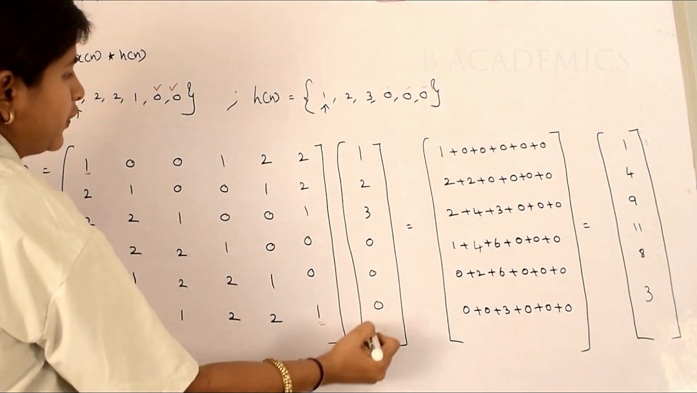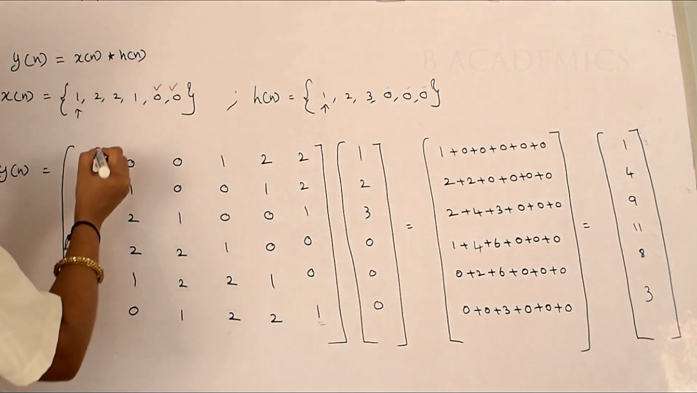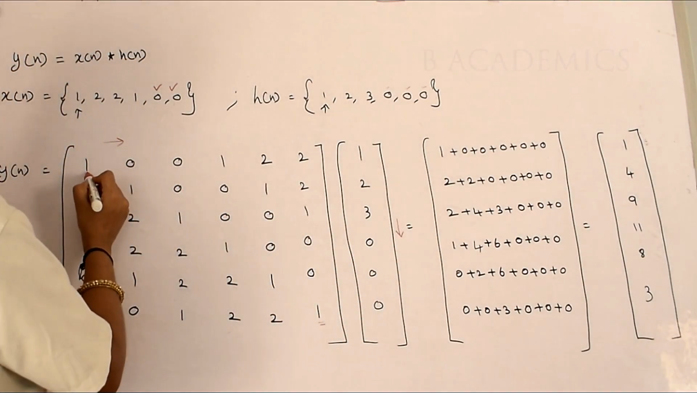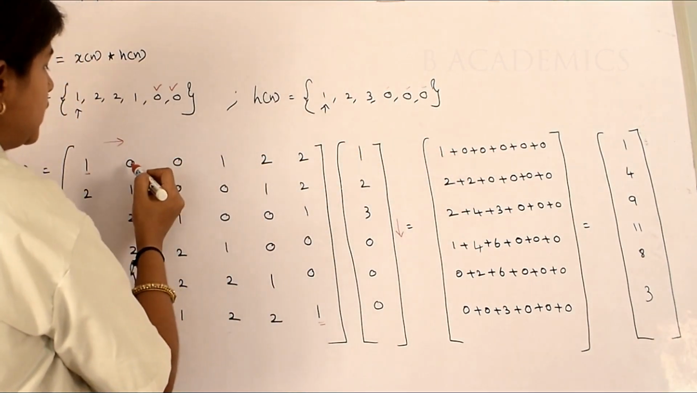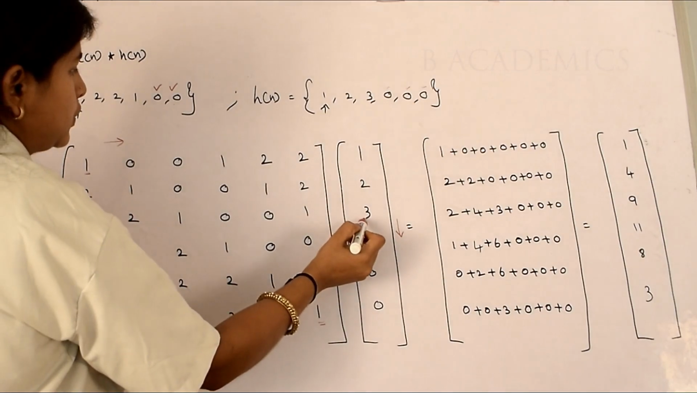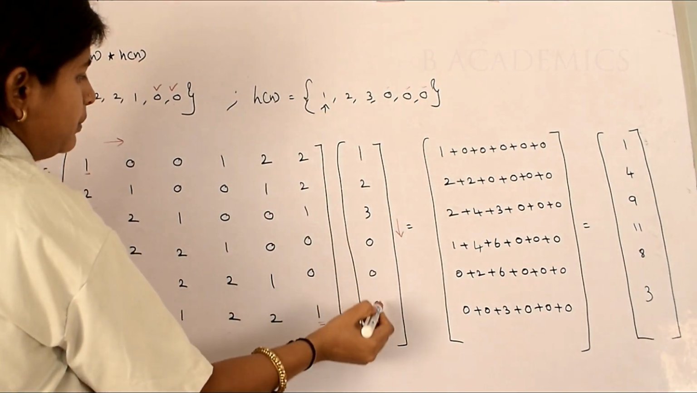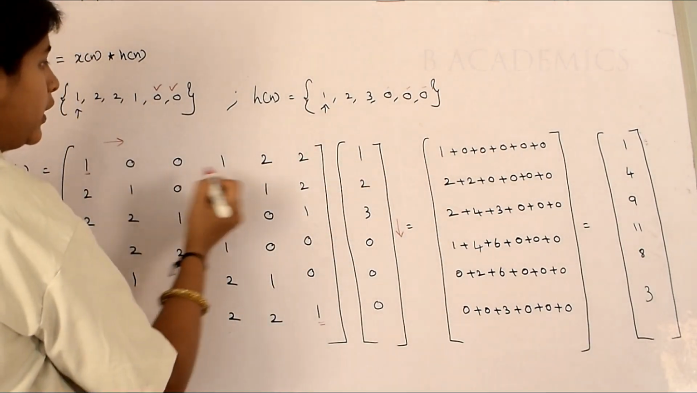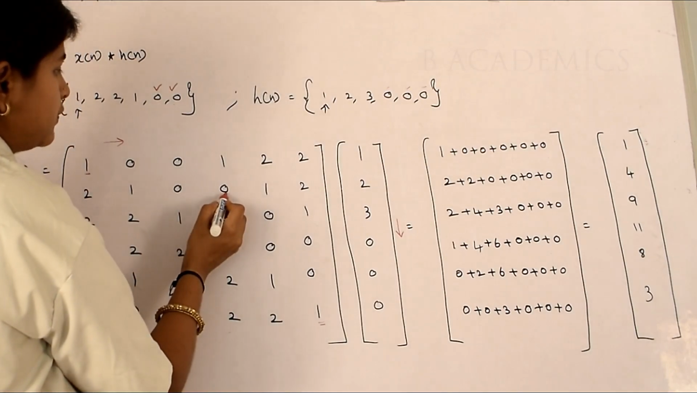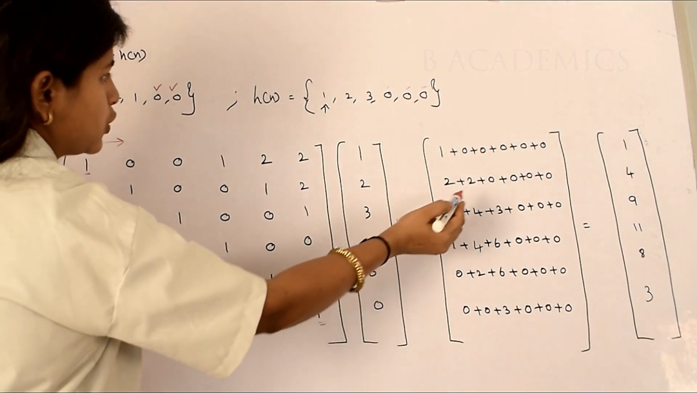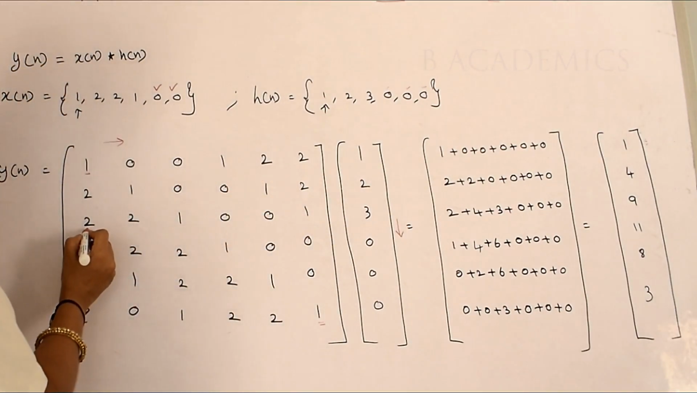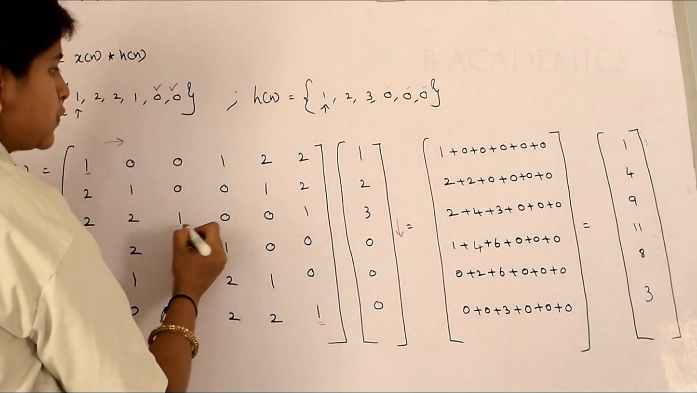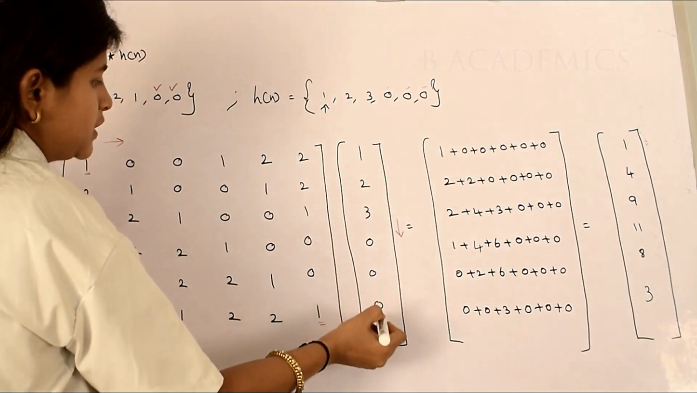Next, just write the h of n matrix like this, and you are going to perform row-wise into column-wise multiplication. When you multiply 1 into 1, it is 1, 0 into 0 is 0, 0 into 0 is 0, and the remaining 3 terms will be 0. For the second sequence, 2 into 1 is 2, 1 into 2 is 2, plus here we have 0 and here also we have 0, the rest of the elements will be 0. For the third sequence, 2 into 1 is 2, plus 2 into 2 is 4, plus 1 into 3 is 3, the rest of the elements will be 0.